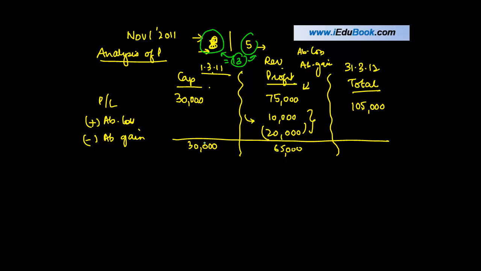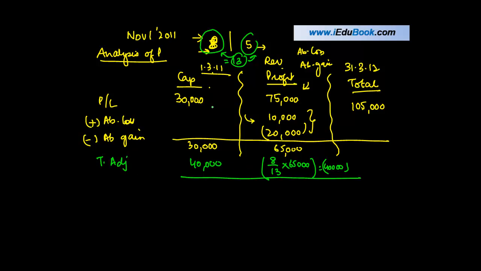So I will distribute this, 8 months pre-profit, 8 upon 13 into 65,000. I will reduce from here, which will give me 40,000. And I will add 40,000 to the pre-acquisition profits. This is something called time adjustment. Based on the ratio of time between pre and post, I have allocated my normal profit. This is the normal profit that I have earned if these losses and gains would not have happened. So this gives me 70,000. This gives me 25,000. Right?